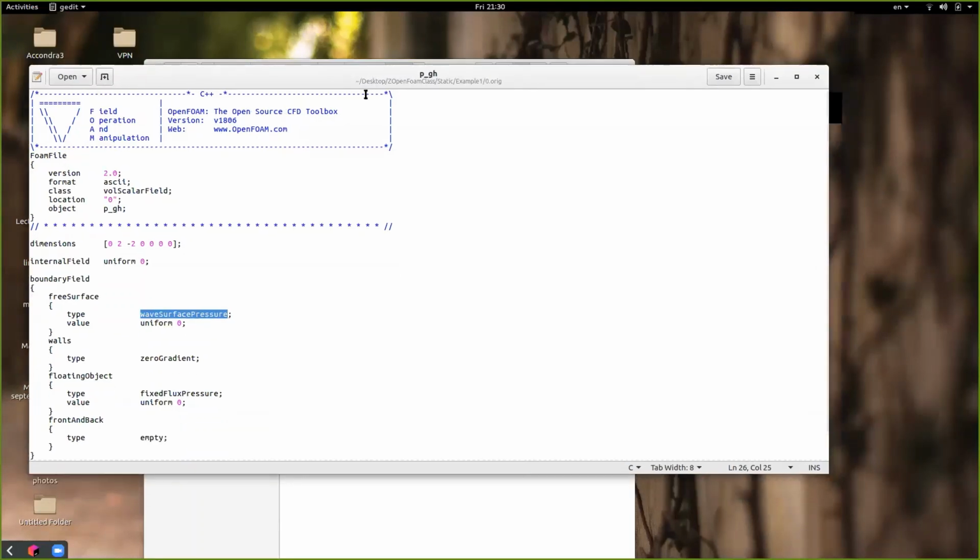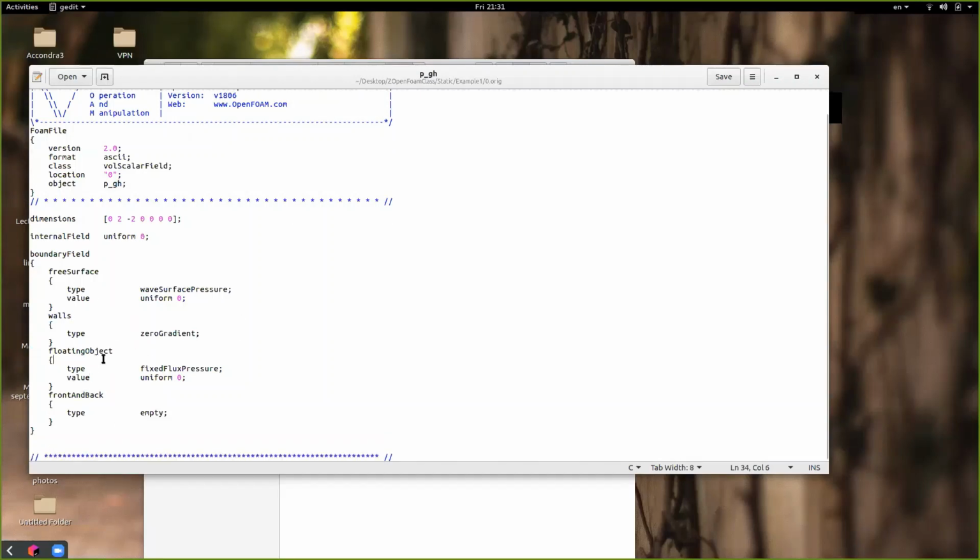This one sets the air-water boundary condition, and it provides the free surface boundary condition. It helps the solver to compute free surface elevation and water waves around the body, or on the upper edge of the domain, on the free surface boundary. So you have got the walls. On the walls of the domain, you have got the zero gradient condition, and you have got the floating object, and on the floating object you have got the specific boundary condition for satisfying the pressure on it.